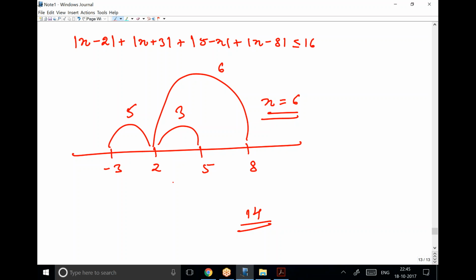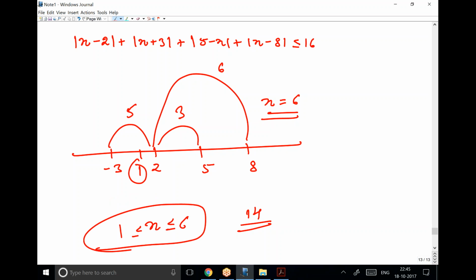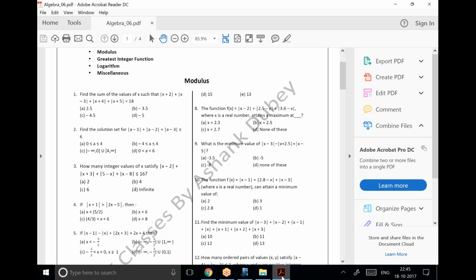Now we know if I'm going left hand side, 3 will increase, 1 will decrease, so a decrease of 2 will come. So we know from here at 1 it will be exactly 16. So x is supposed to lie between 6 and 1, to make this function less than or equal to 16 here. So the right answer for this question: x will be lying between 1 and 6.